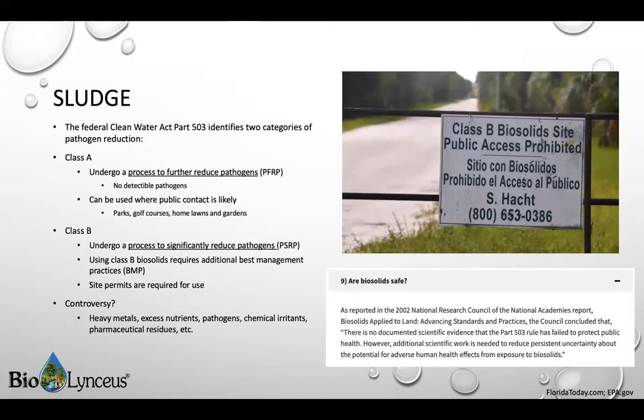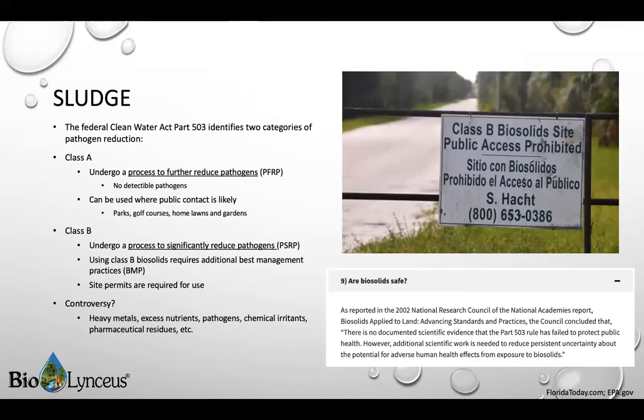Recognizing the utility in recycling human waste, the Federal Clean Water Act Part 503 identifies two categories of pathogen reduction for biosolids. Class A biosolids undergo a process to further reduce pathogens. This is also known as PFRP. This process removes all detectable pathogens and allows for biosolids to be used where public contact is likely. Class A biosolids can be used on golf courses, home lawns and gardens, and at parks.